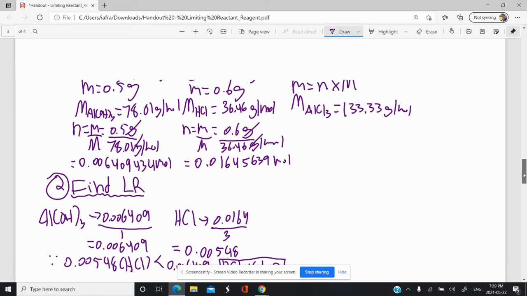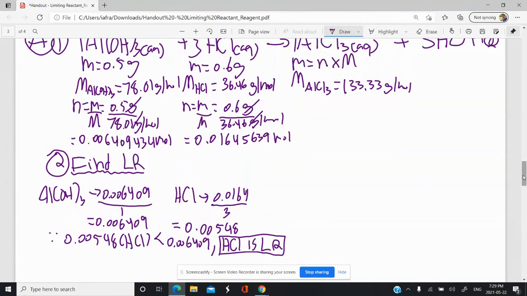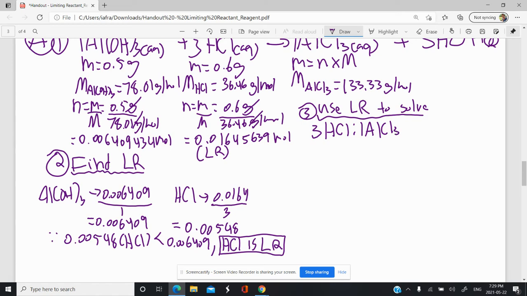Great. So now what we can do is we can use our limiting reactant to solve the problem. So I'm just going to write here that this is the LR. Use LR to solve. So we can do our ratio. It's a 3-to-1 ratio between the LR and what we're looking for. So 3 HCl for every 1 AlCl3. So that means we're going to do 0.0164, so on and so forth.